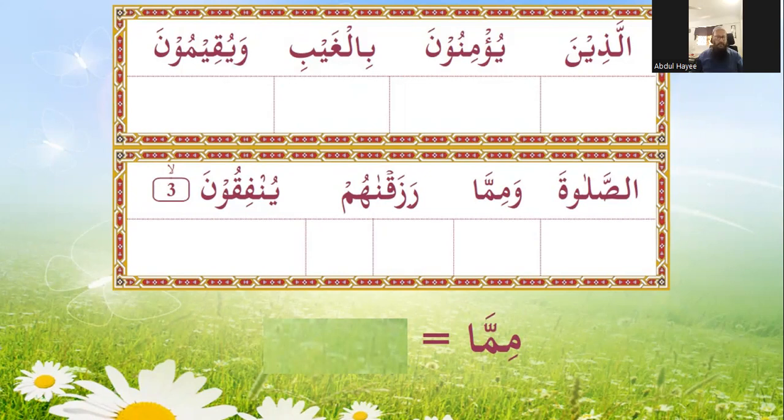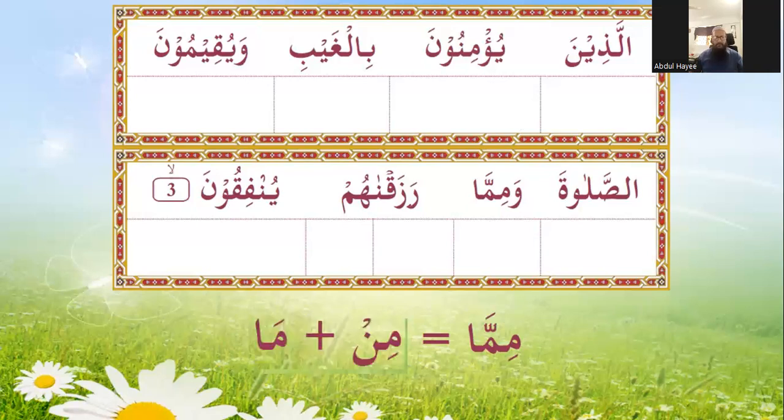Razaqnahum. Break this word. Razaqna is a new word for us, but we know who are hum. Again, this is a new word, but still, by looking at the word, we identify it's a mudari. Again, we know it's plural. Again, we know it's third person.